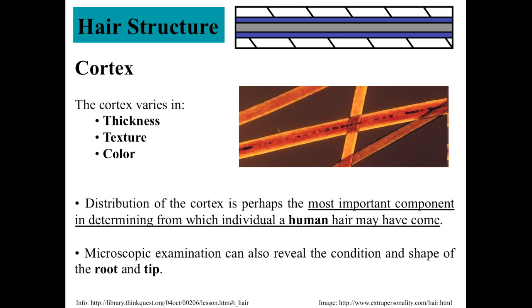Next, we're going to take a closer look at the cortex. Remember, the cortex is like the wooden part of the pencil. It's all the stuff surrounding that central core of the hair. The cortex can vary in thickness, texture, and color. Looking at the cortex is probably the most helpful piece of information in determining which person a particular hair may have come from. We want to make sure that we examine the cortex under a microscope, because it can also help us reveal the condition and the shape of the root and the tip of the hair.